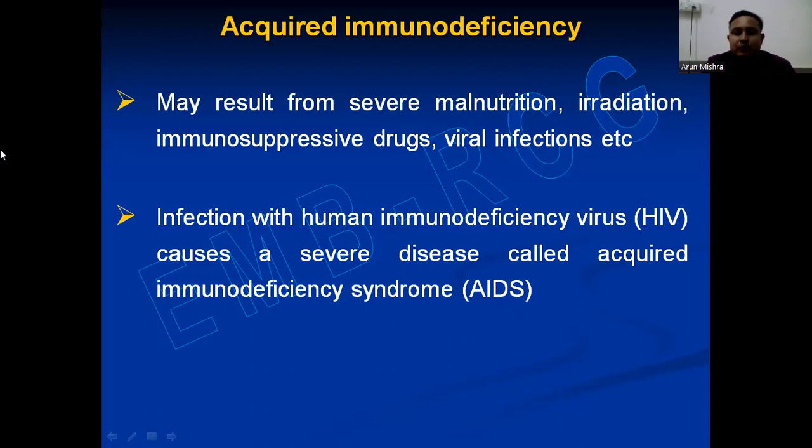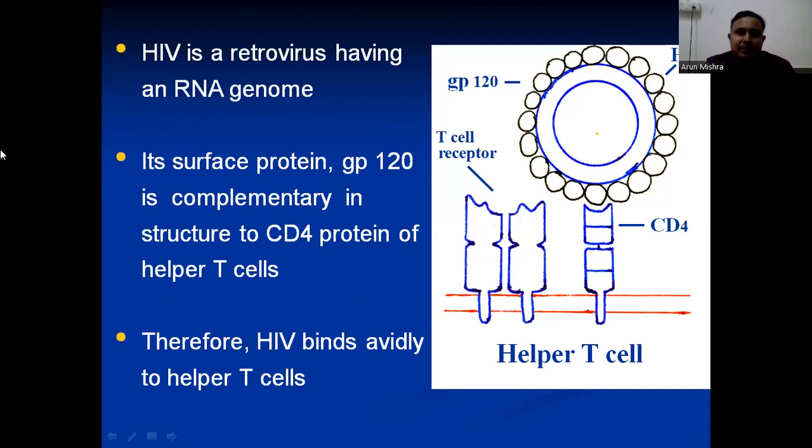The most common among them is infection with human immunodeficiency virus or HIV, which causes a severe disease called acquired immunodeficiency syndrome or AIDS. HIV is a retrovirus having an RNA genome. Its surface protein GP120 is complementary in structure to the CD4 protein of helper T cell. Therefore, HIV binds avidly to helper T cells. We can see the structure.